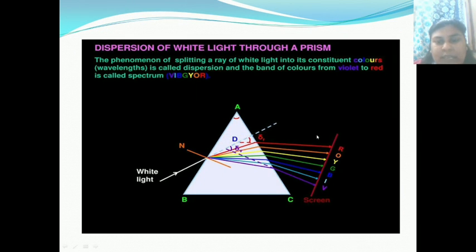You can see I have mentioned some angles here: the angle of deviation of the red color, and the angle of deviation of the violet color, which is the larger angle. So red is deviated least and violet is deviated most. You can say the angle of deviation is inversely proportional to the speed. If the speed is more, the deviation is less, and if the speed is minimum, the deviation is most.